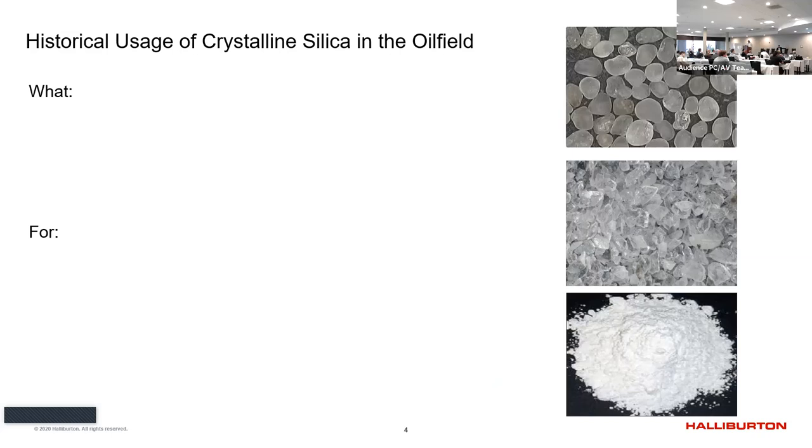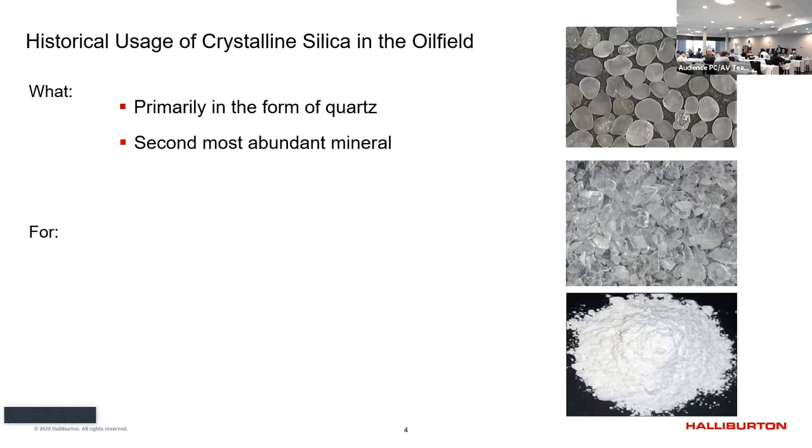So let's take a step back and see why crystalline silica is used in the first place, in the oil field at least. It usually comes in the form of quartz. There's a bunch of other crystalline silicas, polymorphs, etc., but the one we deal with in the oil field is almost always quartz. It's the second most abundant mineral on Earth, so that makes it a very good low-cost filler. And that's one of the main drivers for these applications in the oil field.